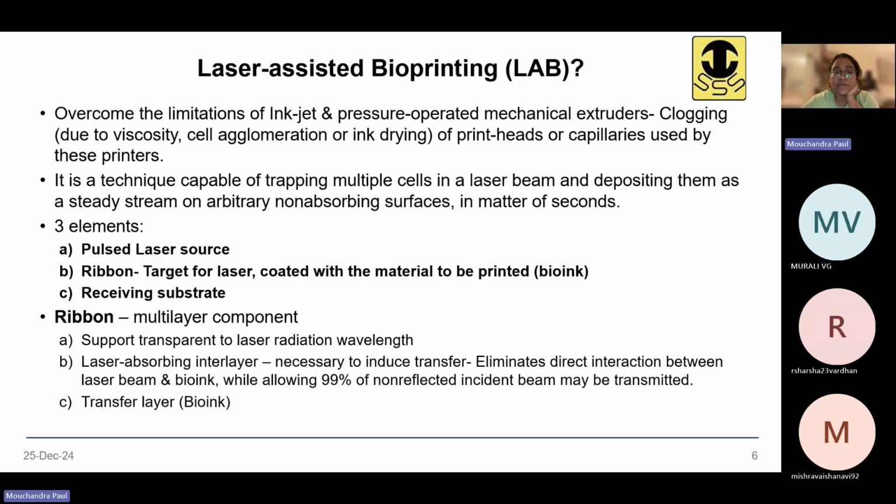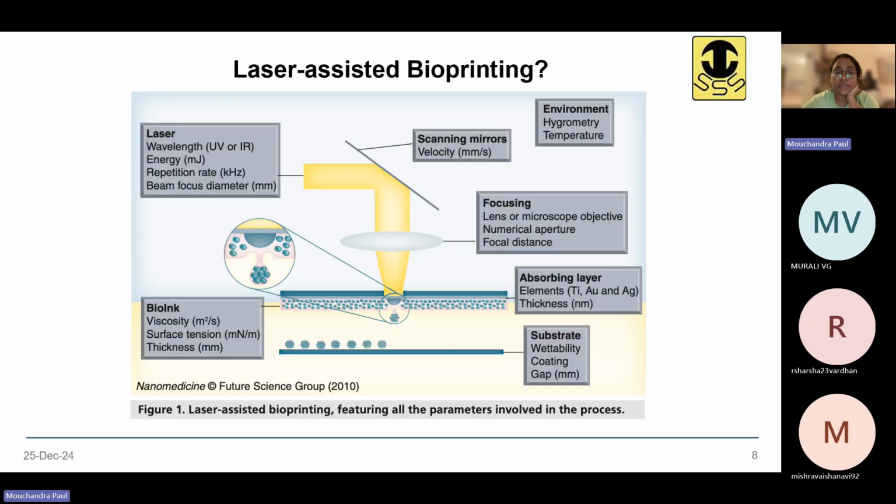So the support that we are using is transparent to the laser radiation wavelength. So all the laser can pass through the support. Whereas the laser absorbing interlayer is very important for droplet formation. The droplet that you're getting won't happen if you don't have this absorbing layer. You will understand why in the later slides.